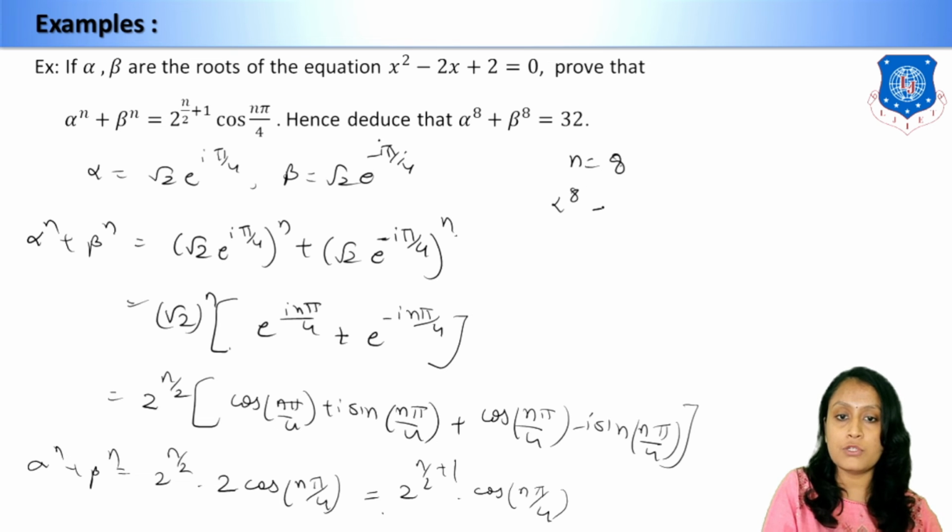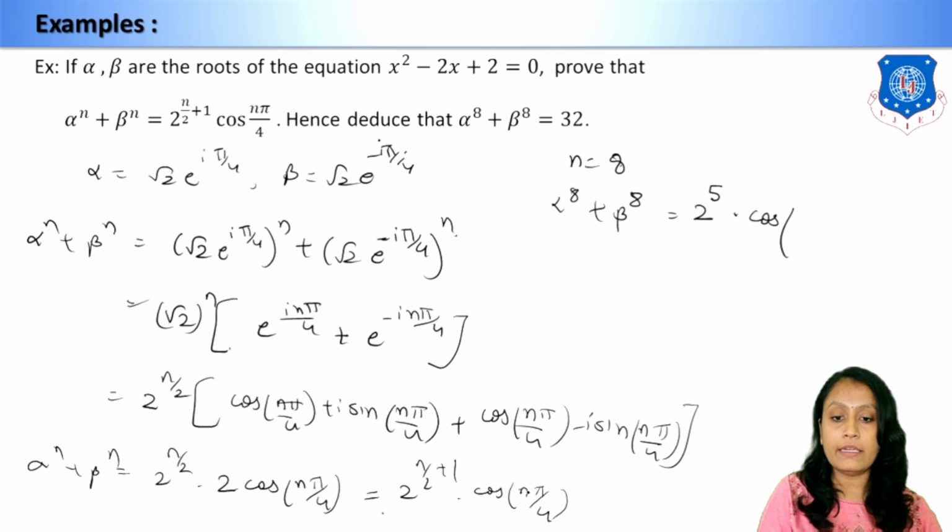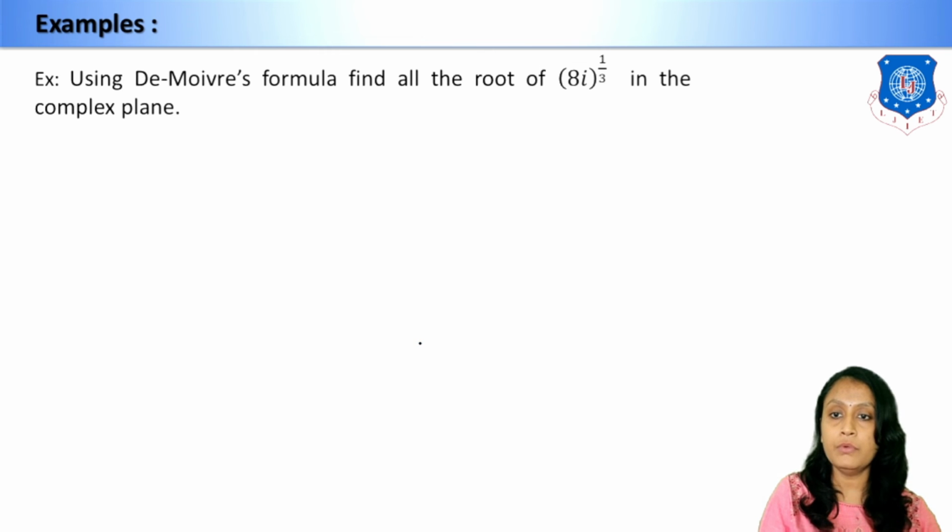Okay, so alpha raised to 8 plus beta raised to 8 is what? 2 raised to, now here 8 by 2, that is 4 plus 1. So here we have 2 raised to 5. Okay, and over here cos. Now substitute n as 8. So 8 pi upon 4, so you will get cos 2 pi, and we know the answer of cos 2 pi is 1. Okay, and 2 raised to 5 is 32. Therefore alpha raised to 8 plus beta raised to 8 is 32. Okay, now let's solve one more example.